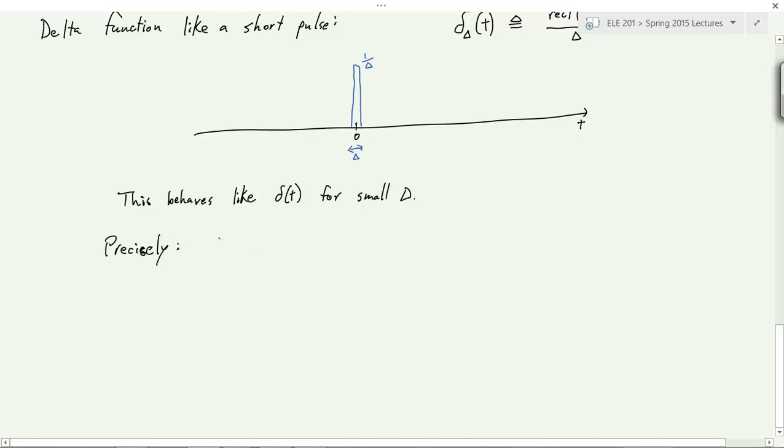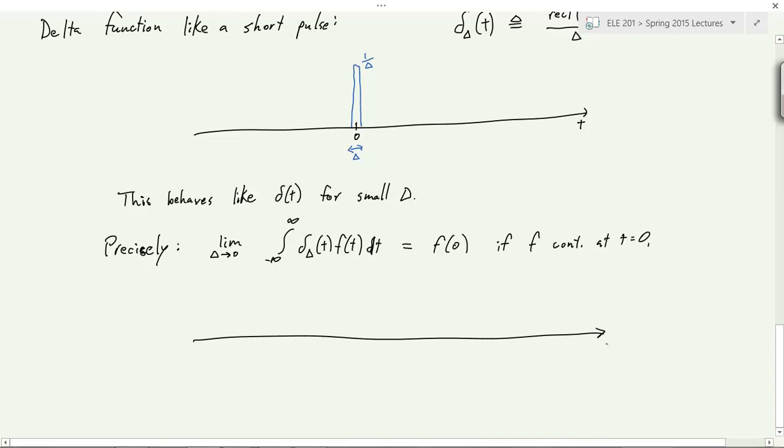If you take the limit as delta goes to 0 of the integral of delta of this thing, dt, then this is going to actually equal f of 0. Again, if f is continuous at t equals 0. Okay, so let me convince you that that's true.